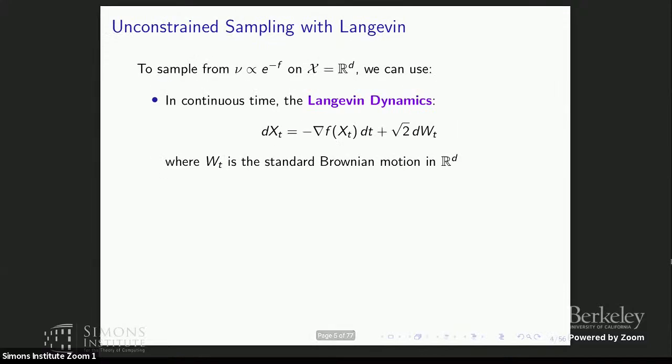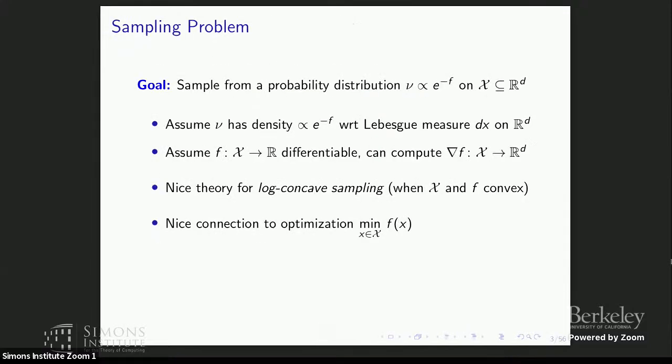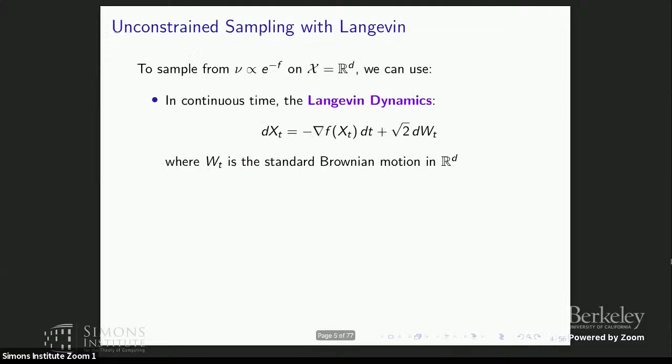So most of the talk will be concerned with the constrained setting, when the domain X is a proper subset of the Euclidean space. But since this is the beginning of the workshop, let me try to remind us all about what happens in the unconstrained setting. So in the unconstrained setting, when we want to draw a sample from a distribution nu supported on the whole Euclidean space, there are various techniques we can use.